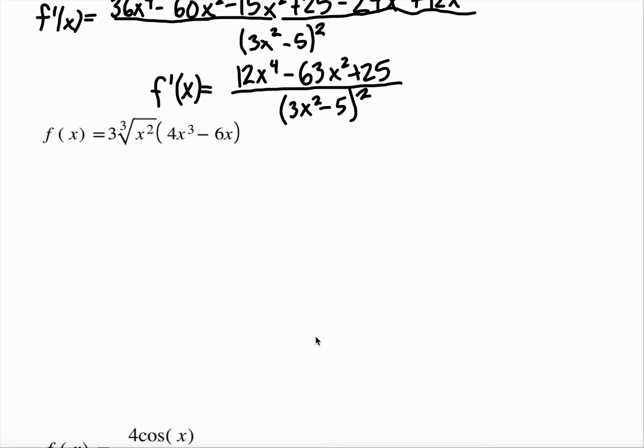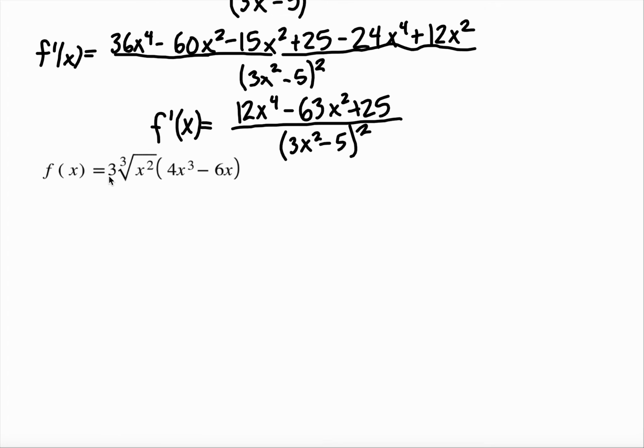Okay, let's look at one more here, which is 3 times the cubic root of x squared times 4x cubed minus 6x. All right, so this is a little more complicated one, but really my u is going to be this first term, and my v is going to be what's in parentheses here. So I'm going to go ahead and make my list here. And now when I rewrite this, I'm going to write this as x to the 2/3, because that's a lot easier to do when we're doing calculus. So we got 3x to the 2/3, and then our v is 4x cubed minus 6x.